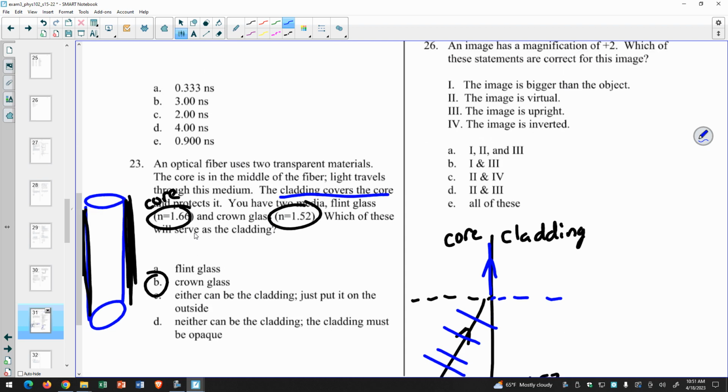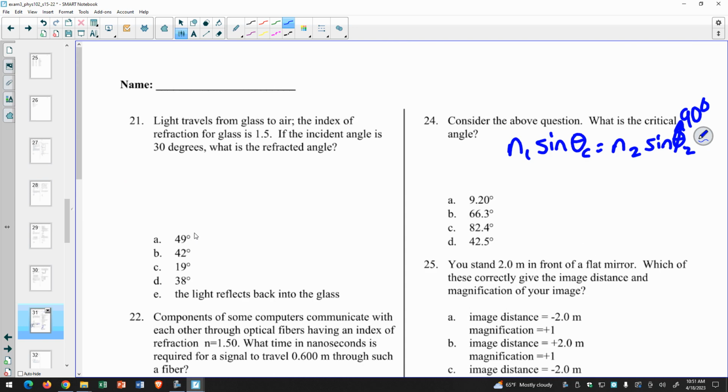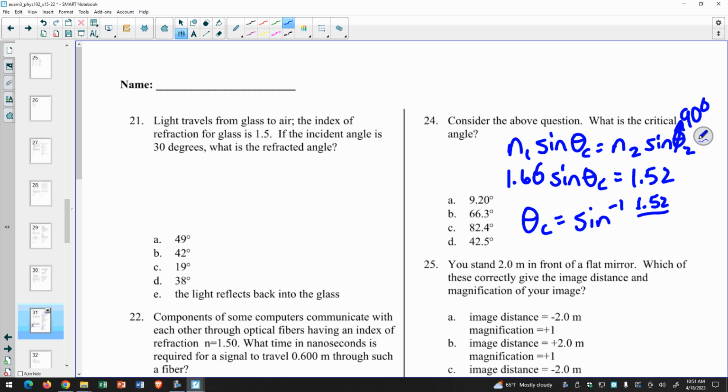So what was it, 1.52 and 1.66. So this would be 1.66 sine of theta C equals 1.52. Sine of 90 is just equal to 1. So theta C is the inverse sine of 1.52 over 1.66. Do you know what the answer is? It's B, so it's 66 degrees.